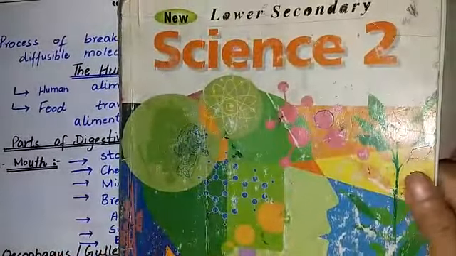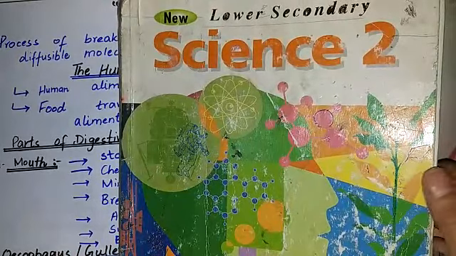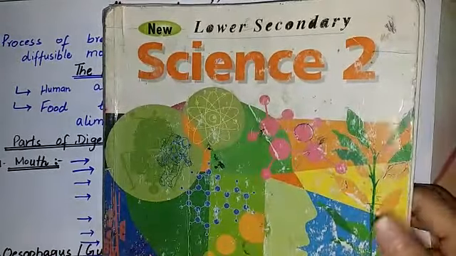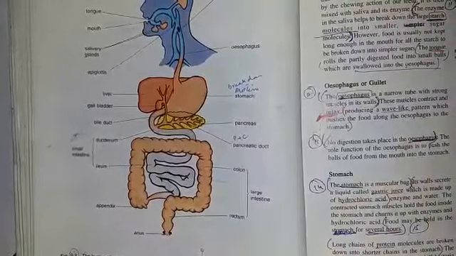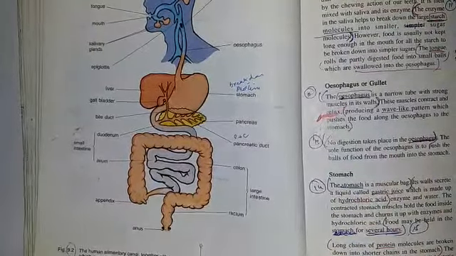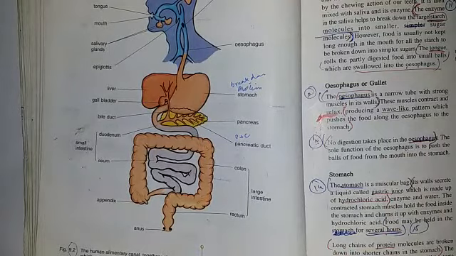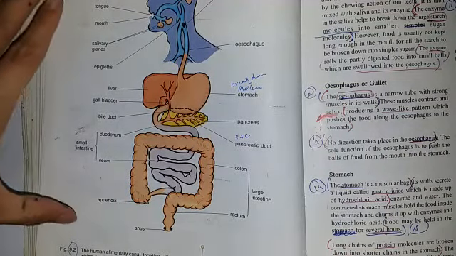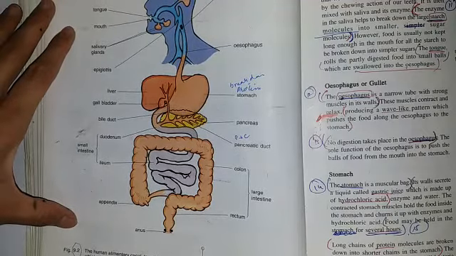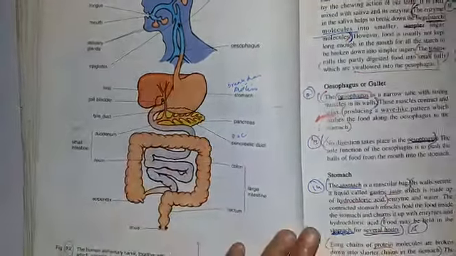Now today your topic of discussion is digestion. Open your books, Lower Secondary Science 2, page number 84. Students, as I have explained to you completely about digestion and the parts of the digestive system, today in this video I will explain the diagram of the human digestive system.